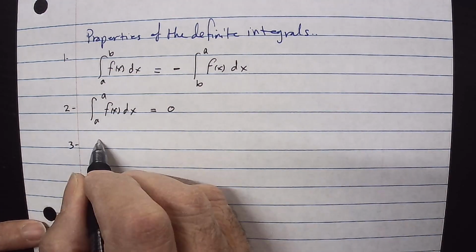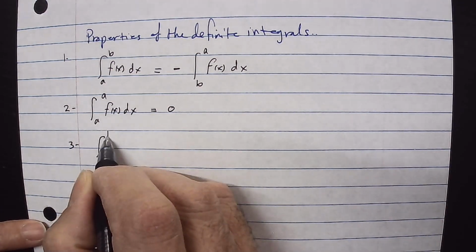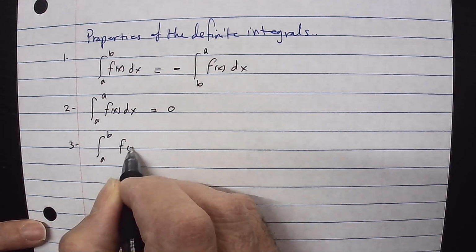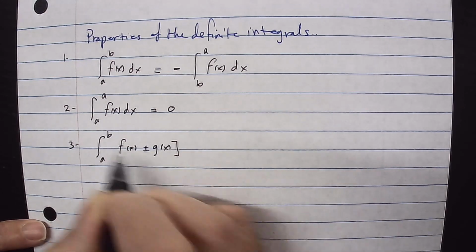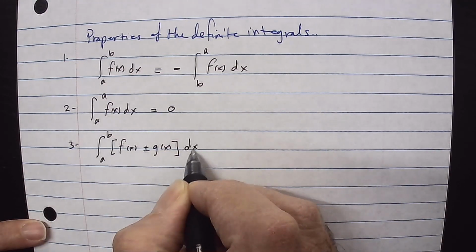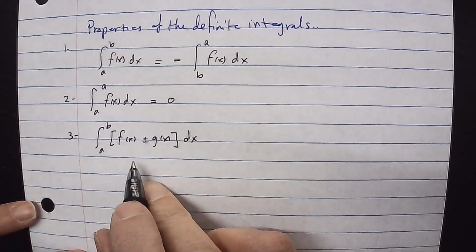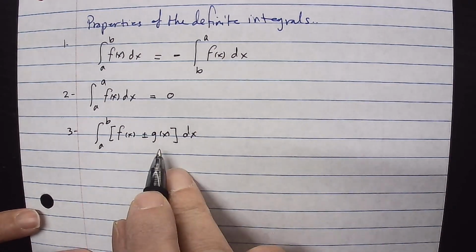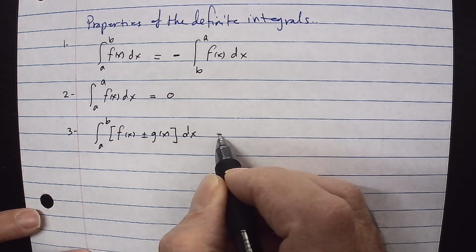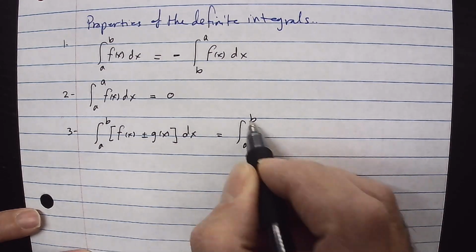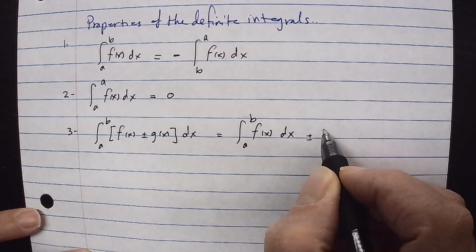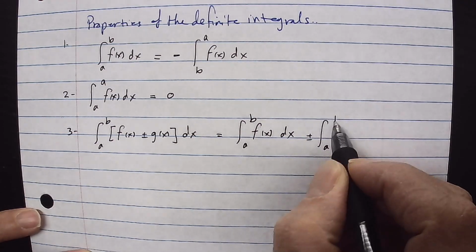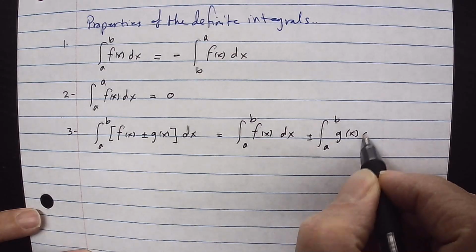Number 3, the integral a to b of f of x plus or minus g of x dx. This is the distribution property. The integral can be distributed on both functions. This is the integral a to b f of x dx plus or minus the integral a to b g of x dx.